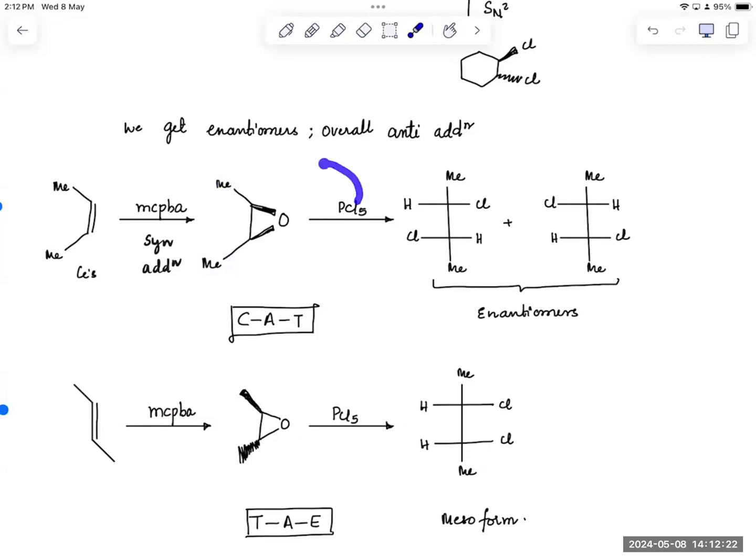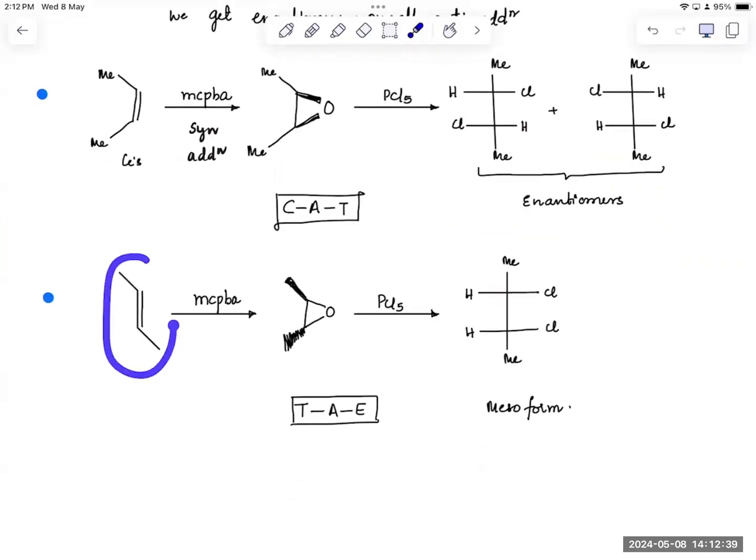Now when you use PCl5, on one side we are getting Cl, and the other Cl is added from the opposite side. So therefore it is like an anti-addition. So we'll get two chlorides on the other side here, like this. So what we are getting is a pair of enantiomers.